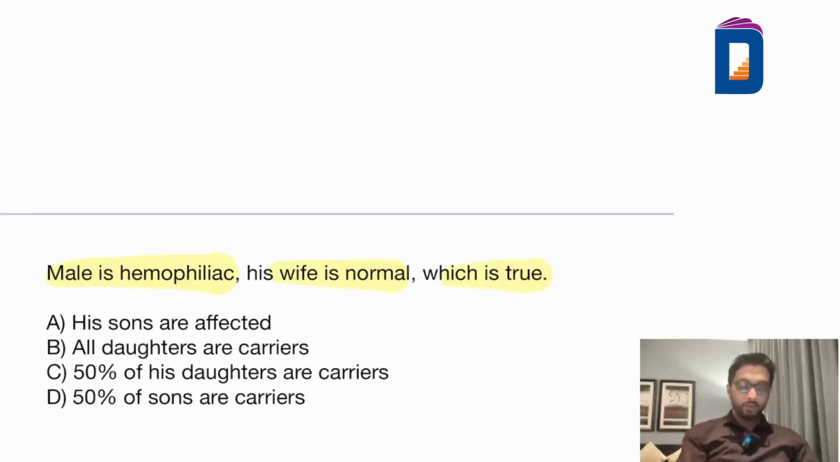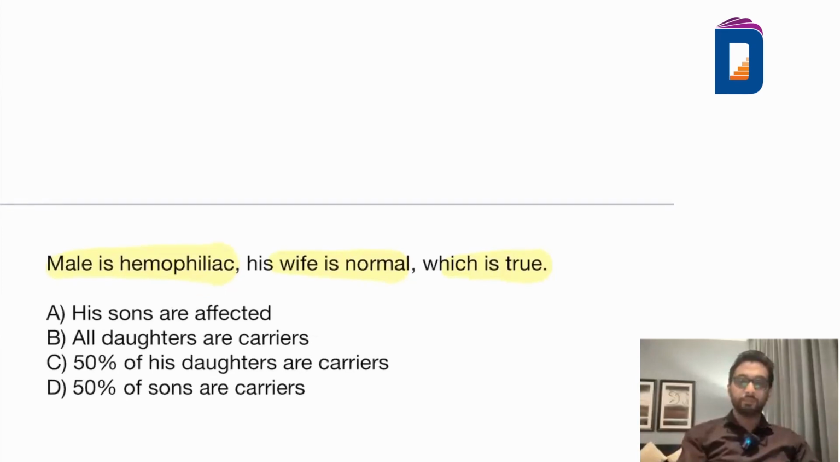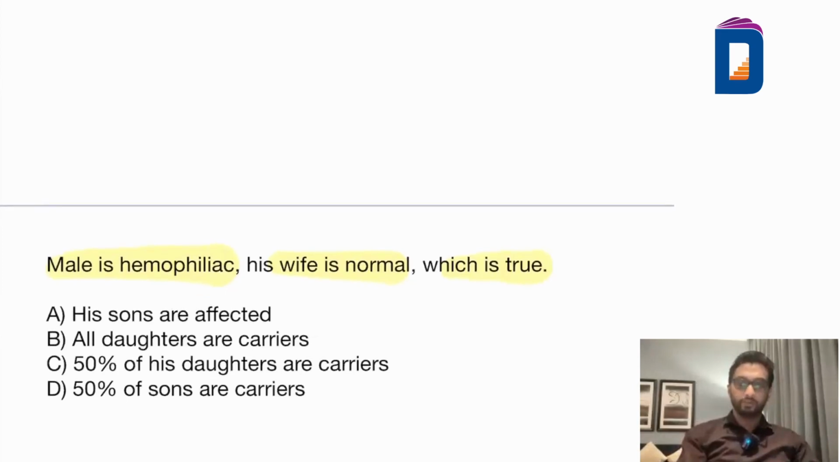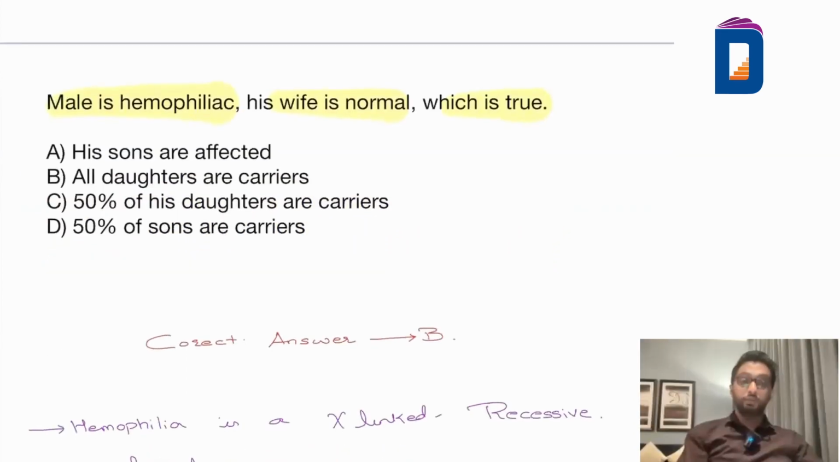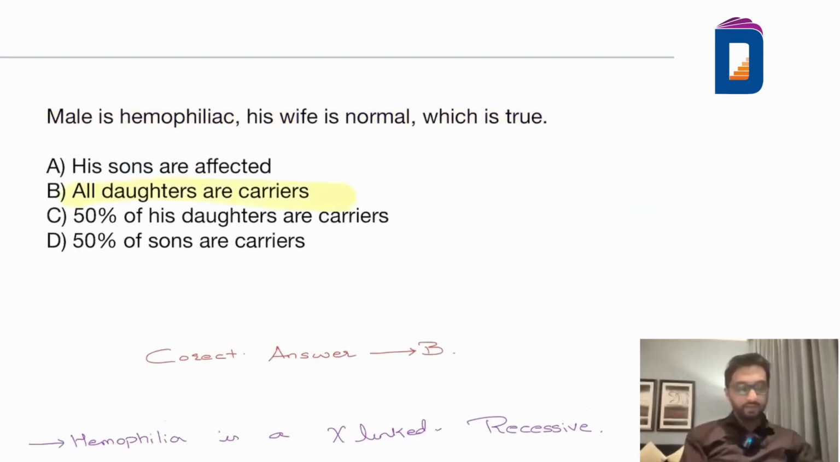Examples. Now, hemophilia is X-linked, which one? Dominant or recessive? Recessive. Hemophilia is X-linked recessive. The answer is okay, all daughters are carriers. We'll understand this one by one. Are the sons affected?